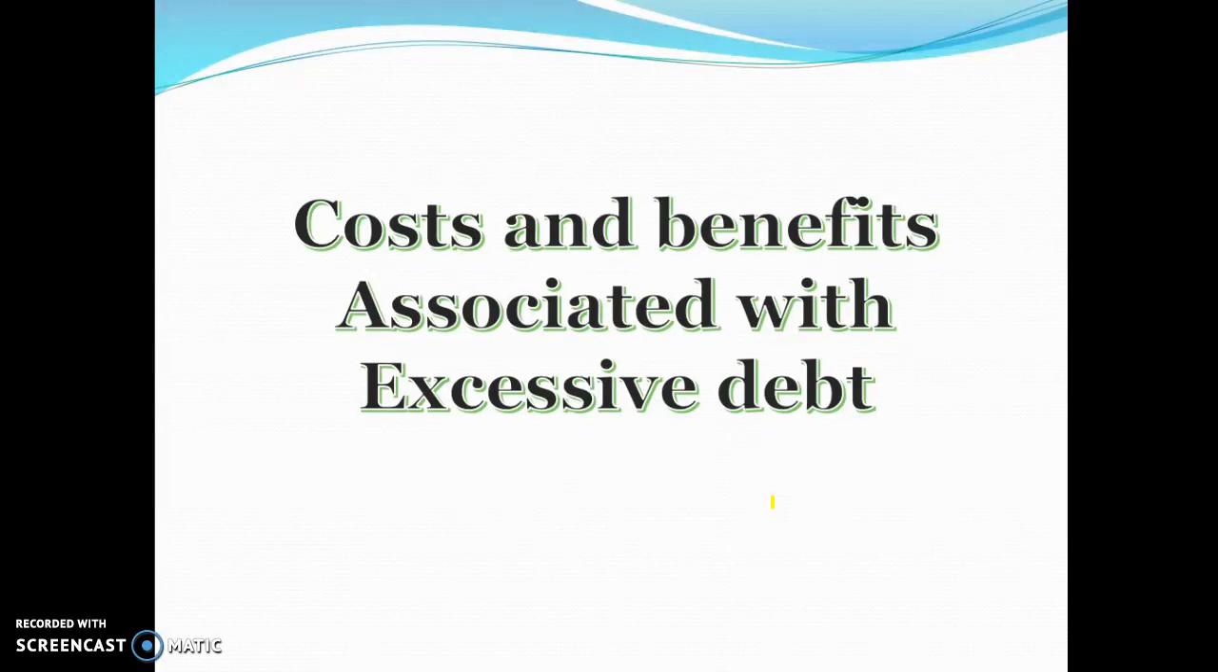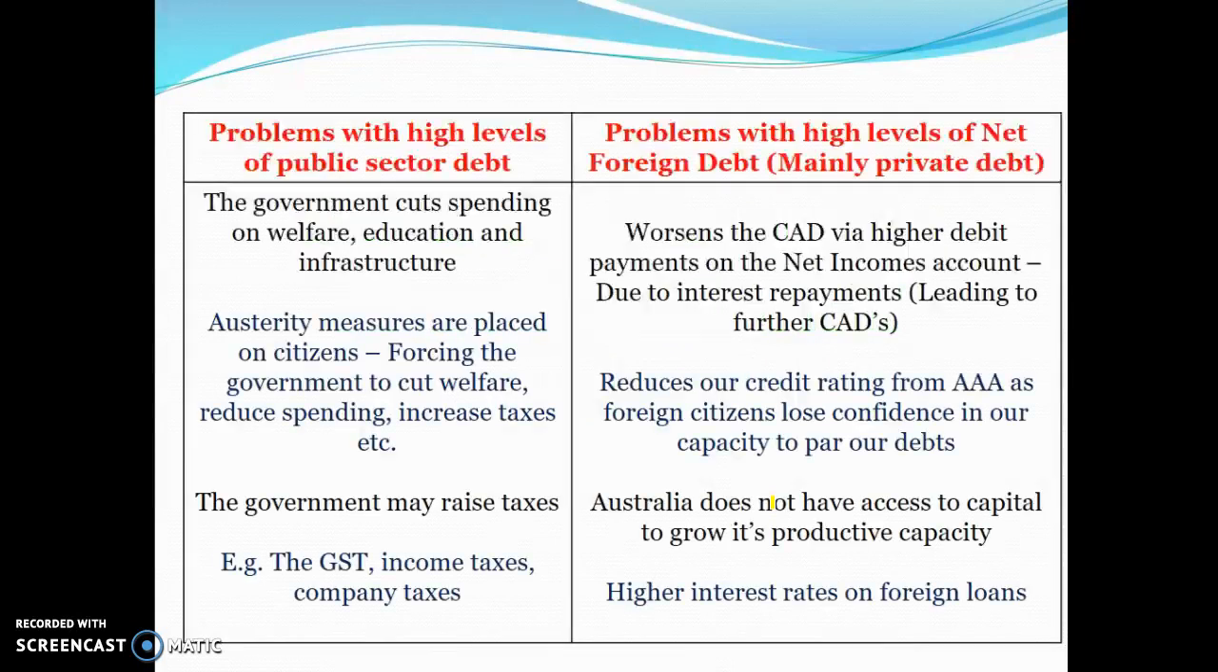So, last thing in this video: costs and benefits associated with excessive debt. In terms of public sector debt, so this is government debt, and here we're talking about private sector debt.